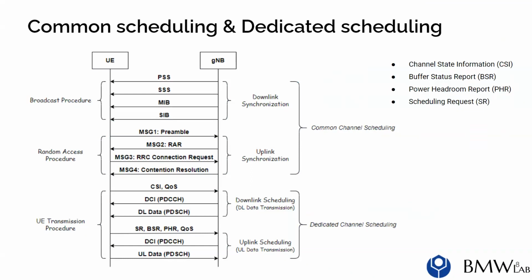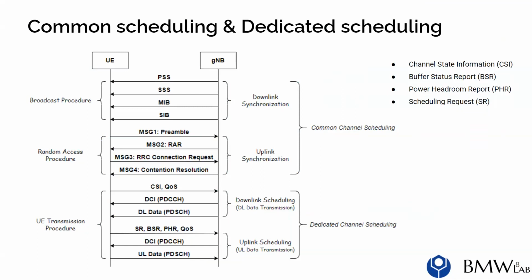the random access procedure. And these two procedures are also called the common channel scheduling. It means we will schedule the resources within these two procedures, and it can be called the common channel scheduling. And then after the synchronization, we can start to transmit the data.